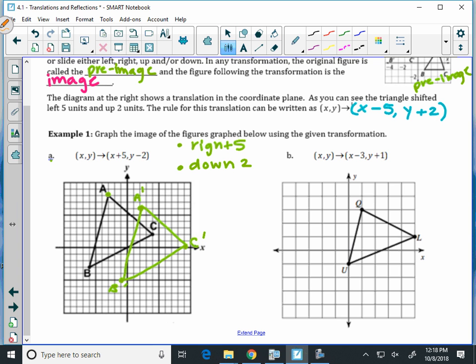If we take a look at B, again, I see things are being added or subtracted to X and Y. So that's telling me I'm doing a translation. What direction are we going? First, if it's X minus 3, X minus 3, we're going to go where? Up, down, left, right? X minus 3. Oh yeah, we're going left 3.